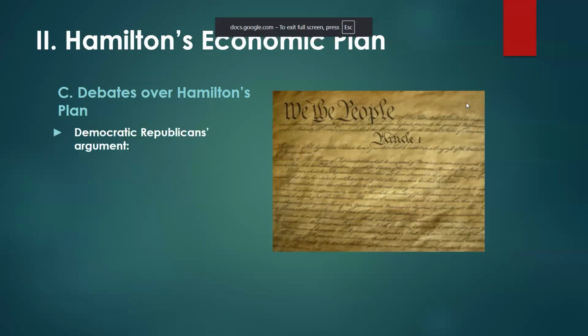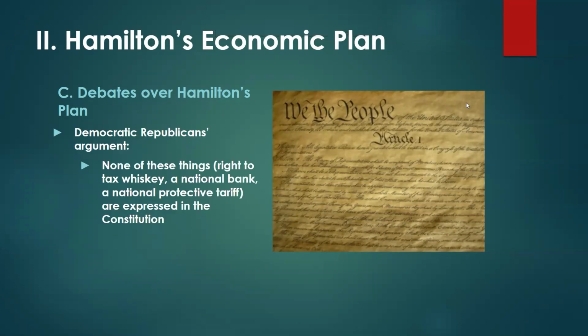So Democratic Republicans suggested none of the things Hamilton was calling for in his economic plan were practical because they were not included in the Constitution. Okay, there's nothing in the Constitution. You guys should have read it by now. You should not have seen anything in there that says anything about the federal government being able to tax liquor, or to open a national bank, or to have protective tariffs, or to assume the state's debts. None of this stuff was there word for word in the Constitution.